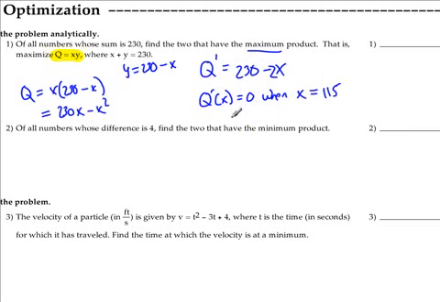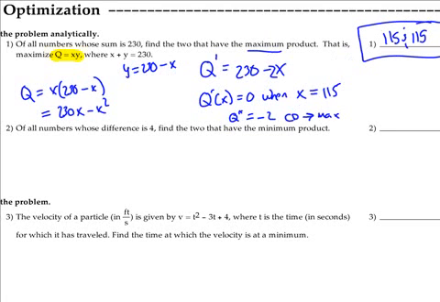Now, if I take the second derivative of Q, I get what? Negative 2, which is negative for all x, which means this thing opens down. It's concave down, which means it has a max. So this is concave down for all x, which implies a max. So one of the numbers is 115. The other number is 230 minus 115, so it's also 115. So we're done right there. Any questions on number 1?